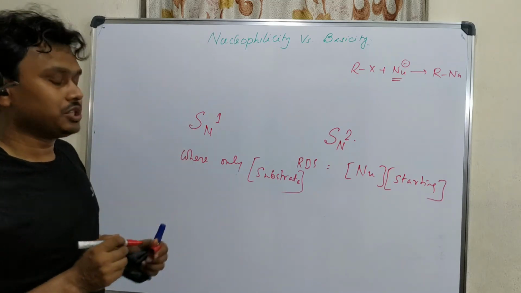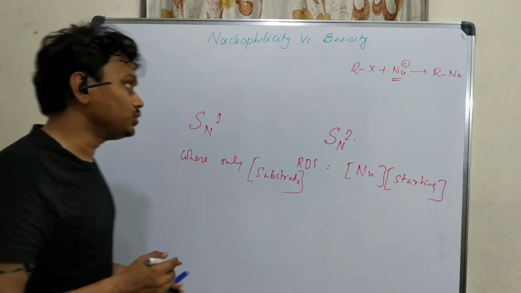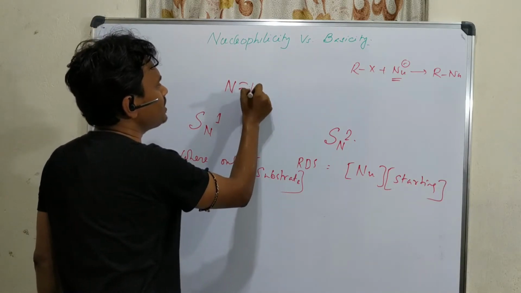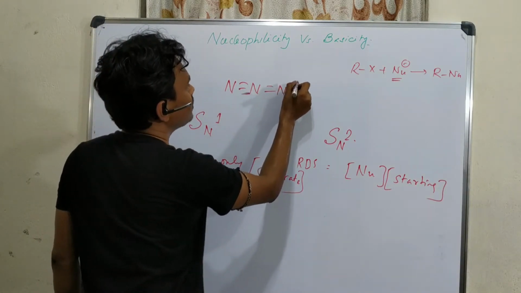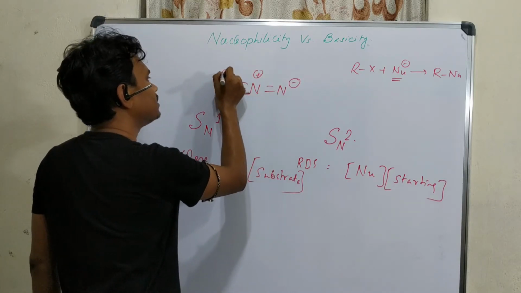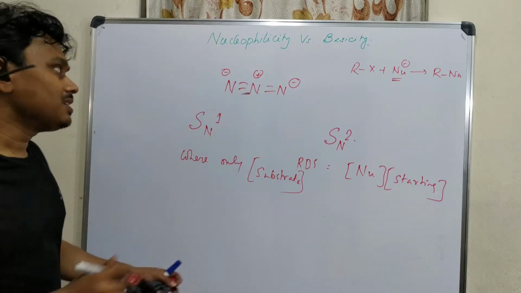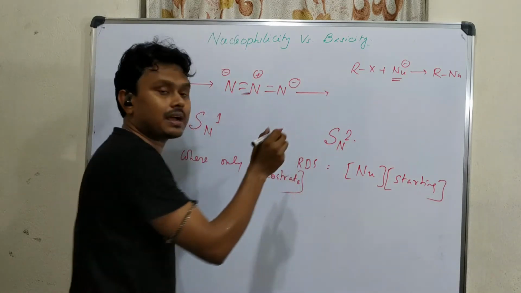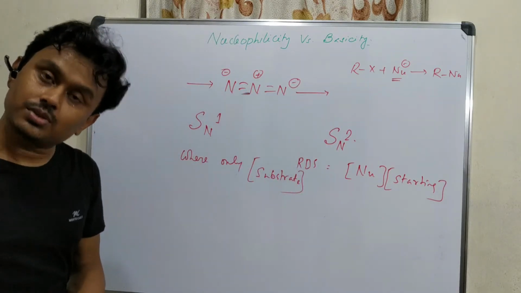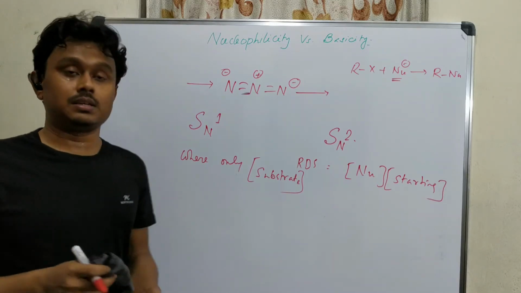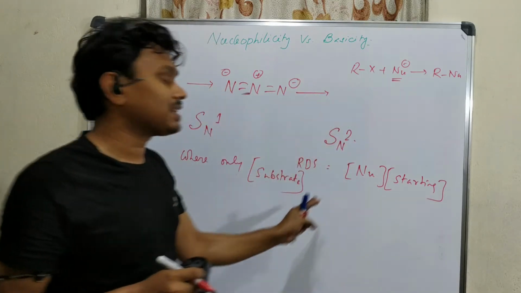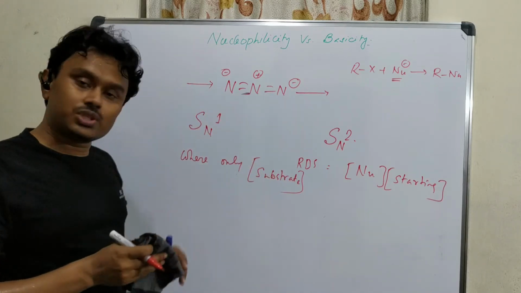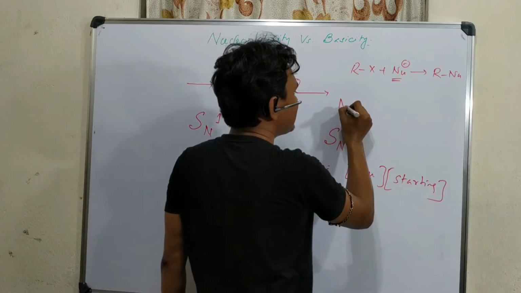I forgot to mention another type of nucleophile which we observe, that is azide. It's a very important nucleophile because of its needle shape. So it is not bulky, but needle shaped, and it can attack from both sides. So the reaction rate is also expected to be higher.